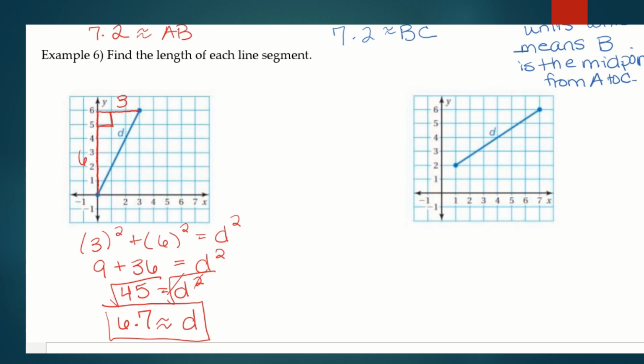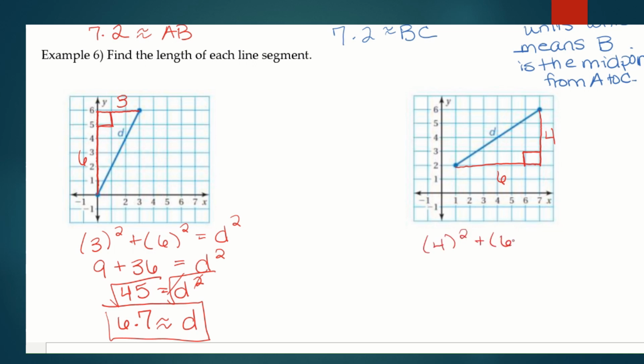All right, and then going on to this next graph, once again, depending on how you want to draw your right triangle is totally fine by me. I'm going to come down this time and over. Here's my right angle. I've created my two legs. One of them has a length 1, 2, 3, 4, 5, 6. The other has a length 1, 2, 3, 4. And we're trying to find that hypotenuse.